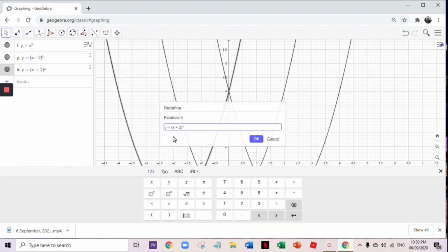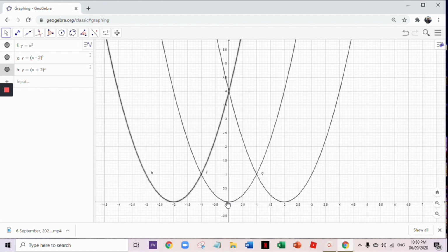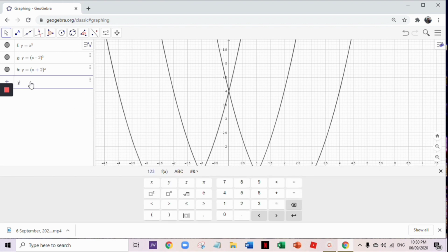Anong mapapansin nyo sa movement nila? If yung h positive, move to the right. Pag negative, move to the left. Napansin nyo? Sige, tignan natin.